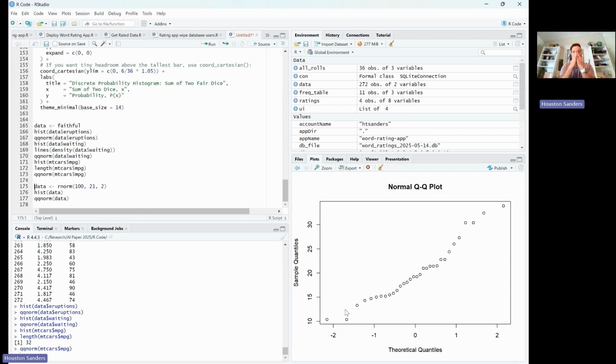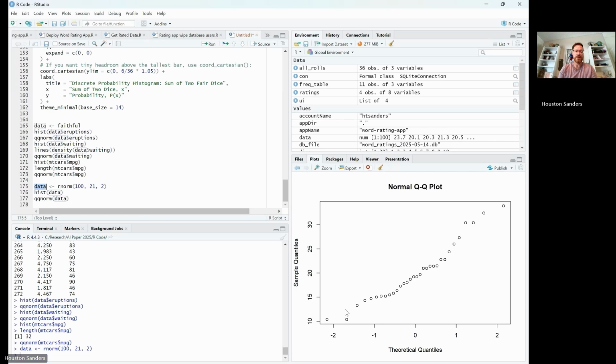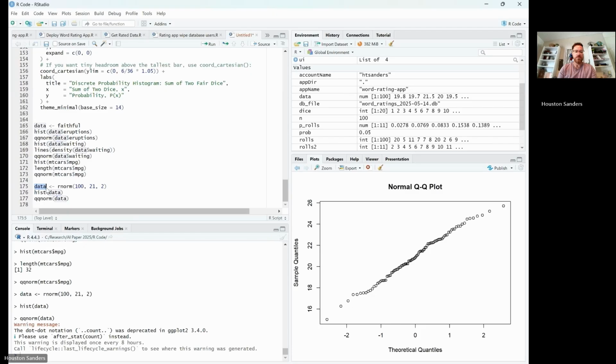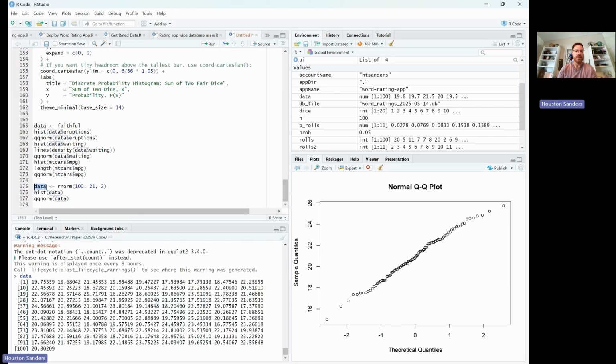Now, the last example I'm going to do is I'm actually creating some data. So what I'm going to do is have data here, which is going to be based on a normal distribution. I'm going to get 100 data points with a mean of 21 and a standard deviation of 2. So if I were to do that, these are our data points. You see the first data point, 19.755559, 19.68042, so on and so forth. We have 100 data points from a known normal distribution with a mean of 21 and a standard deviation of 2.